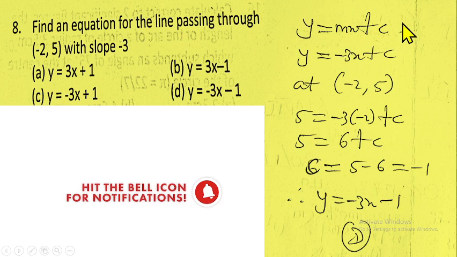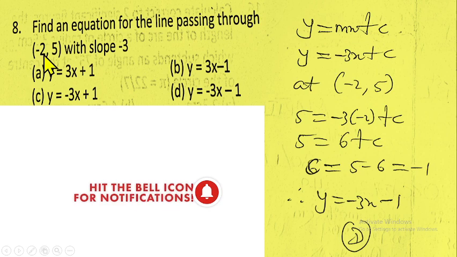So all you need to do is to find the slope, then you can find the y-intercept, then we know the equation. So in this case, you have been given the slope or the gradient to be minus 3. So you put it here, your m is minus 3. So this becomes y is equal to minus 3x plus c. Then you have been given that the line passes through this coordinate, minus 2, 5. So we can use that to find the value of our c.